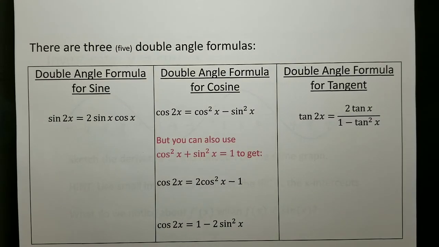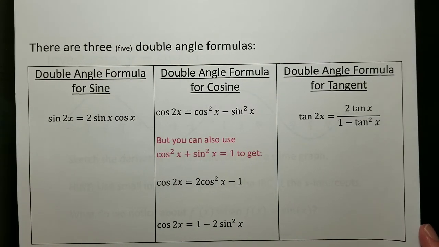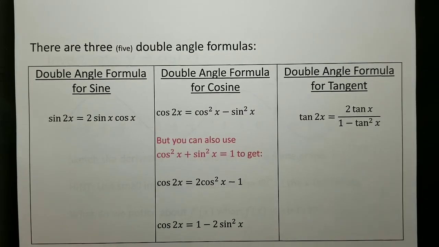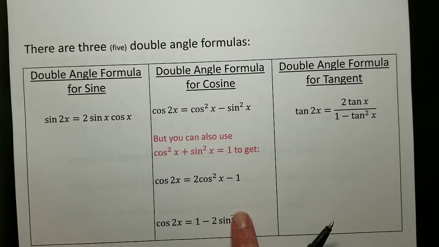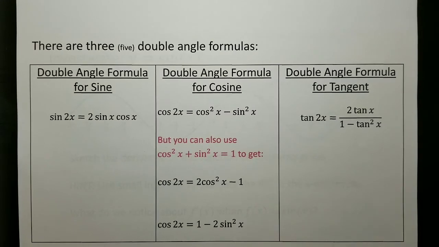sometimes in application questions, and also the double angle formulas for sine, cos, and tan. Remember that there's 3 different double angle formulas for cos, but really they're just the same one rearranged with the cos squared plus sine squared equals 1 identity.